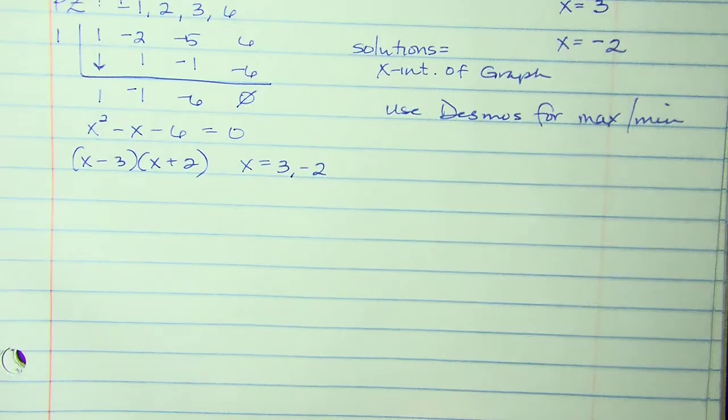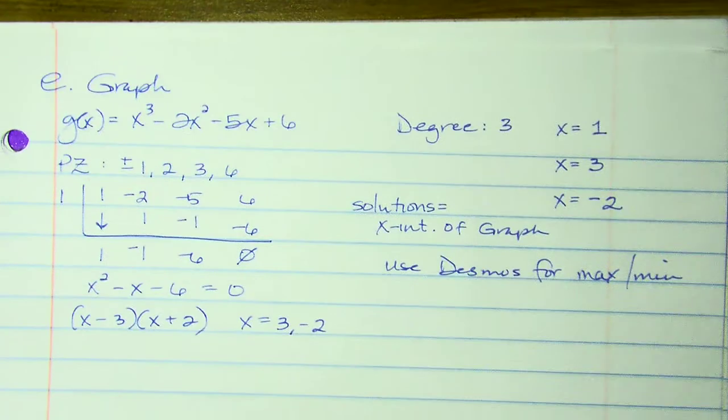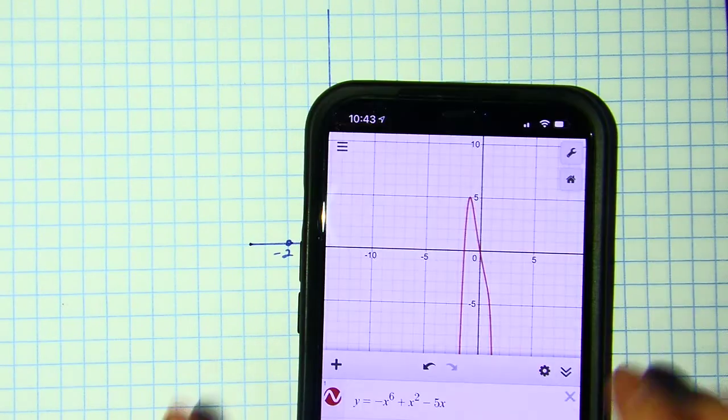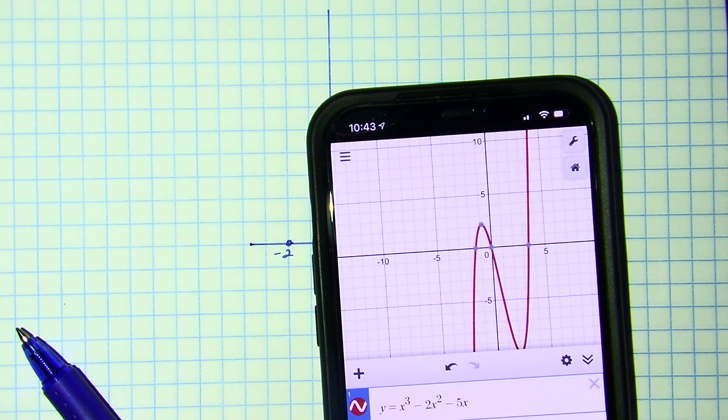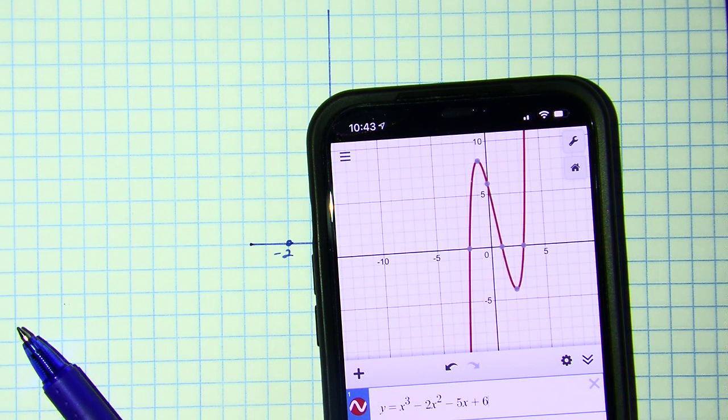Okay, sorry, I keep re-zooming out, re-zooming in, moving. So let's use Desmos again. So in this case, I have x to the third minus 2x squared minus 5x plus 6. And so here is my graph. I want you to be able to see it. Hold on, my computer is locked out.